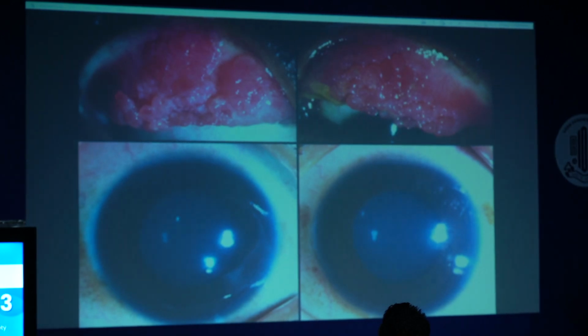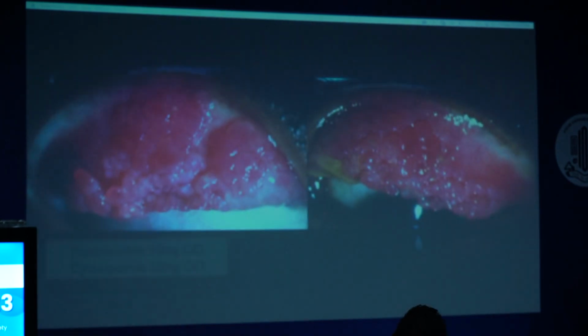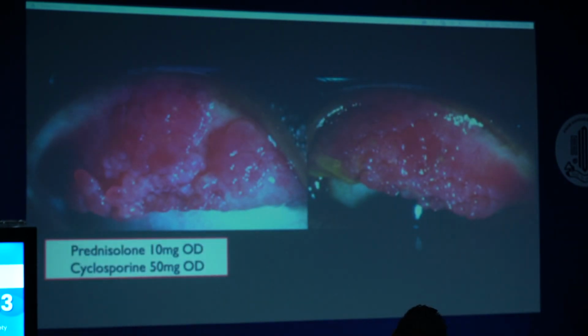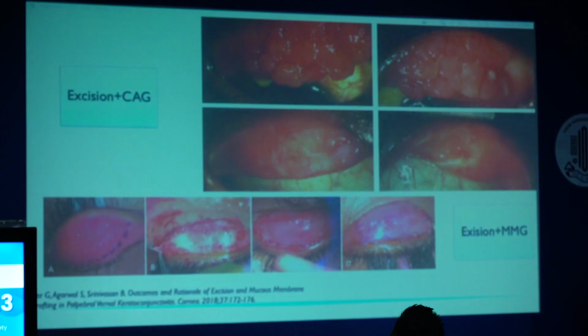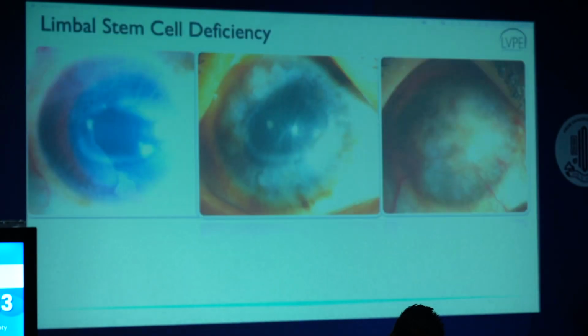Now, this was again a patient who had received multiple injections from elsewhere and presented to us with exuberant giant papillary conjunctivitis. And with a course of oral steroids and cyclosporin, the patient had a very dramatic response to complete resolution of the papillary conjunctivitis. Now, the other modalities include excision with the replacement of the conjunctiva with either a conjunctival autograft or amniotic membrane graft. Now, coming to the sequelae of limbal variant, we have LSCD.